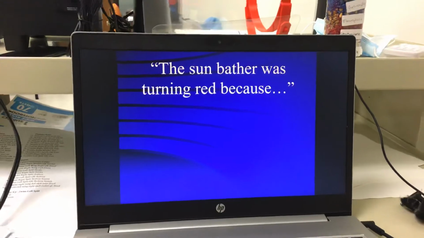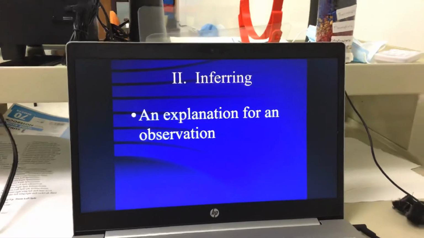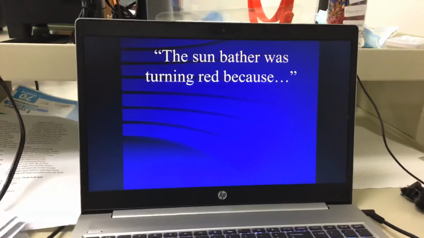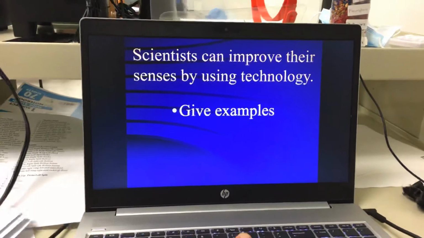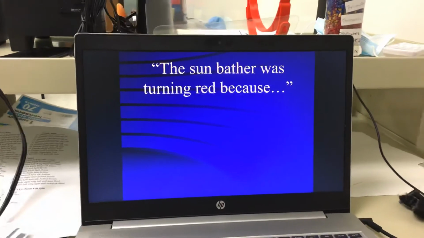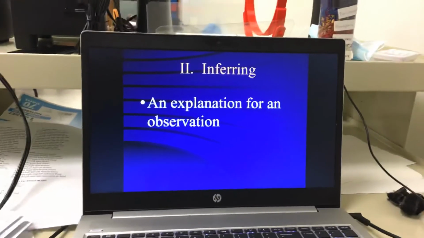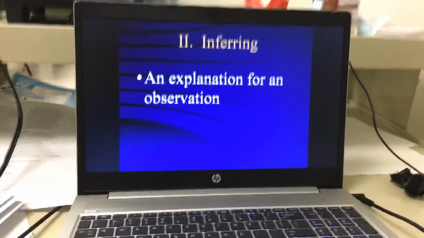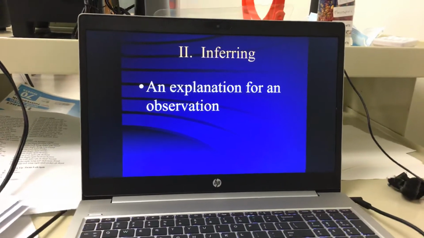If we looked at this, the sunbather was turning red, and you draw an inference that they were probably getting sunburned. Write this down. Inferring, an explanation for an observation. So, explaining something that you see.